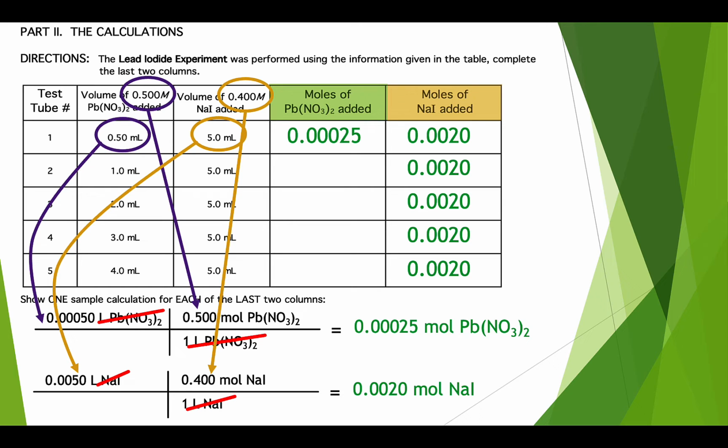If I did a similar calculation for test tube 2, 3, 4, and 5 in terms of the lead nitrate, I would see that I added 0.00050 moles of lead nitrate to test tube 2, 0.0010 moles to test tube 3, 0.0015 moles to test tube 4, and 0.0020 moles to test tube 5. Now I can use this information to determine the formula of lead(II) iodide experimentally.